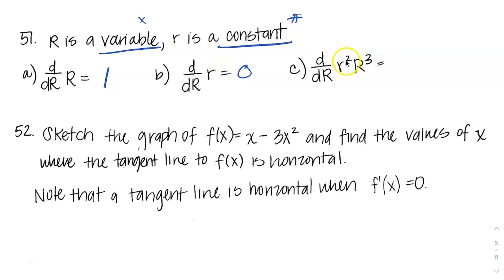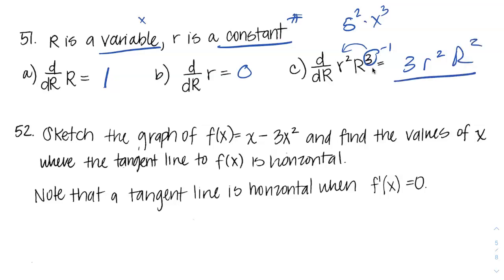Now the next one. This looks freaky, right? It's r squared, R cubed. I thought we didn't learn how to take a derivative of multiplying. This is not that. This is a constant times a variable. This is like saying 5 squared times x cubed, right? That's all that is. Bring the 3 down, subtract 1 off. Same thing here. Bring the 3 down, subtract 1 off, so I get 3 little r squared, big R squared. And that's the derivative of that thing, right? Confusing, I know.